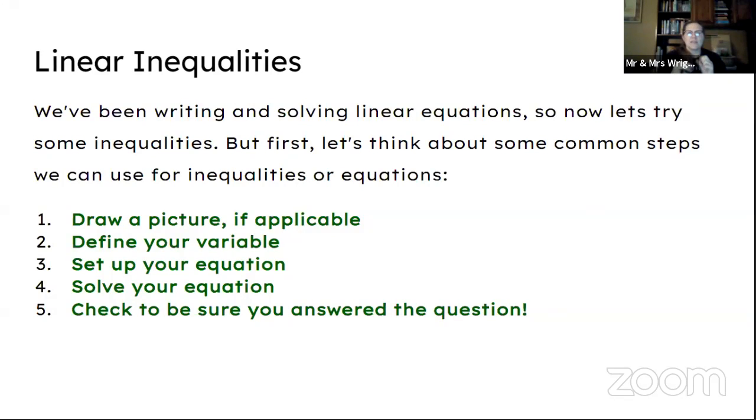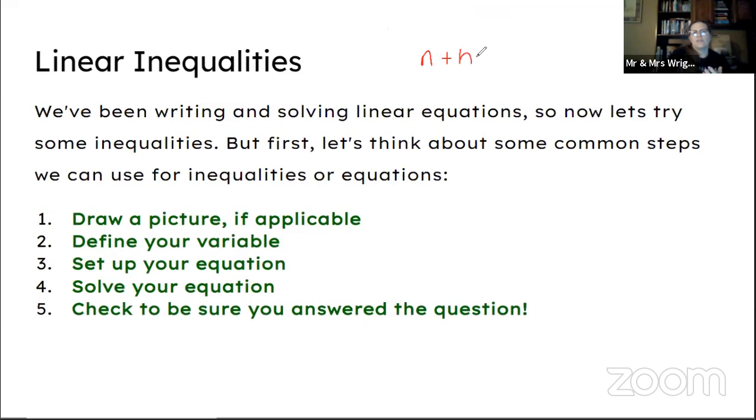So then we need to set up our equation. In this case, we're setting up our inequality. And then you need to solve it. And then you check to make sure, always important with word problems especially, check to make sure you're actually answering the question that was asked of you. Because when we're asked questions like 3 numbers add up to be 72.